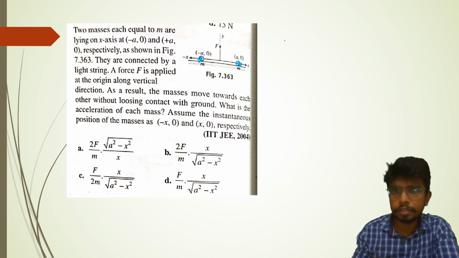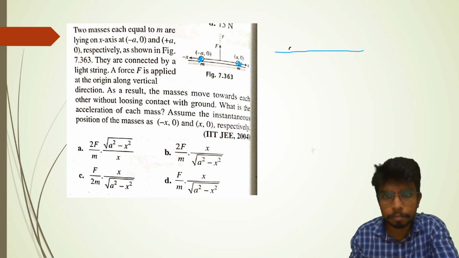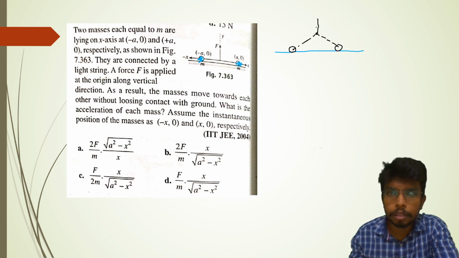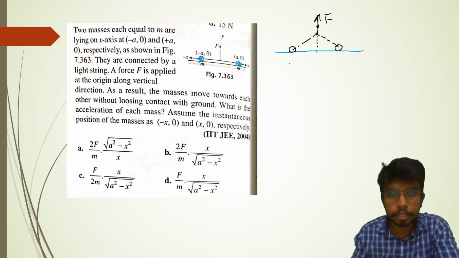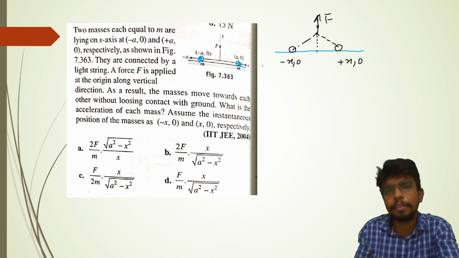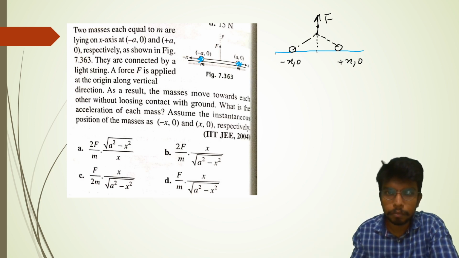Okay, let's consider the situation after some time. It's going to be somewhat like this, with masses 1 and 2 in this manner. And these coordinates they have given as minus x comma 0 and plus x comma 0. Initially they were at minus a comma 0 and plus a comma 0. So obviously x is less than a, that's for sure, because now they have come closer.